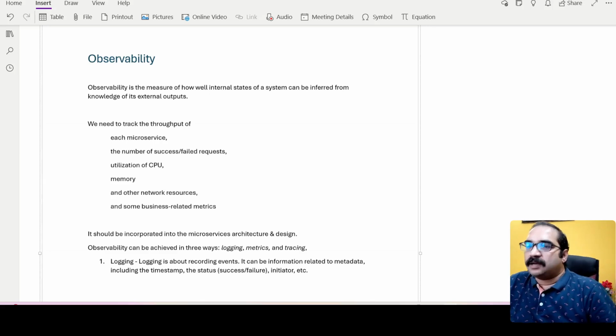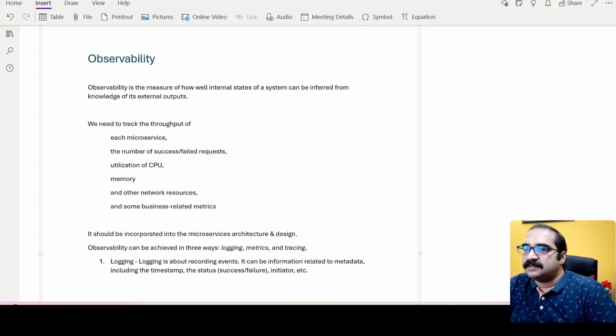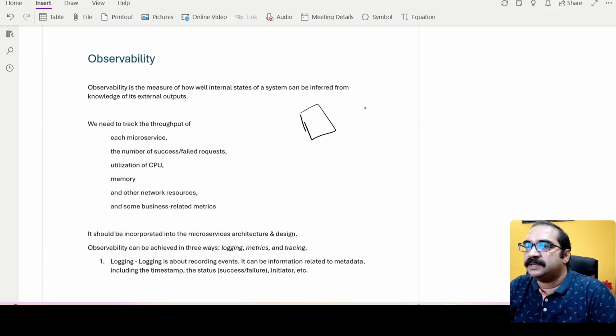Let's talk about observability in this lecture. Observability means, in our microservices world, we have multiple microservices, right? So what is happening inside those microservices? How to know? The topic that discusses the internal state of each of the microservices is observability.